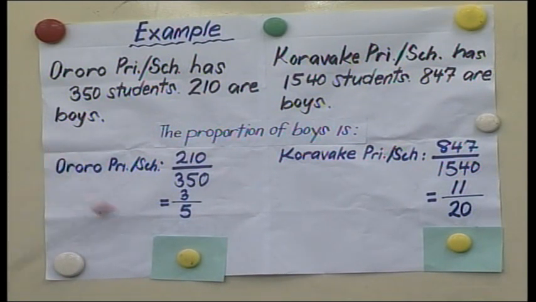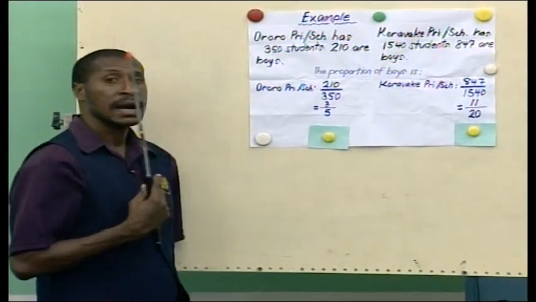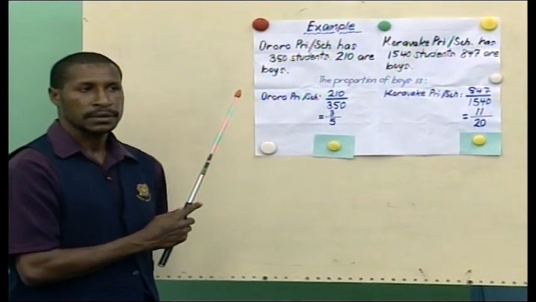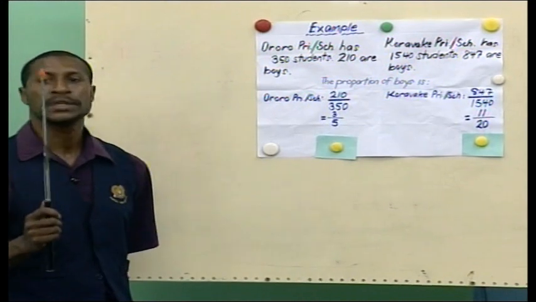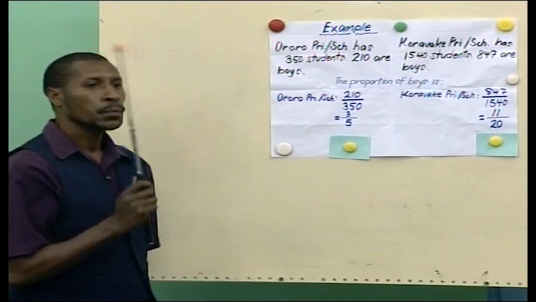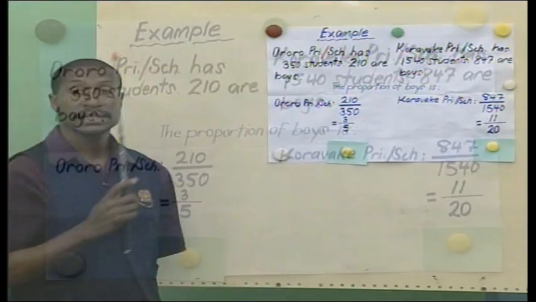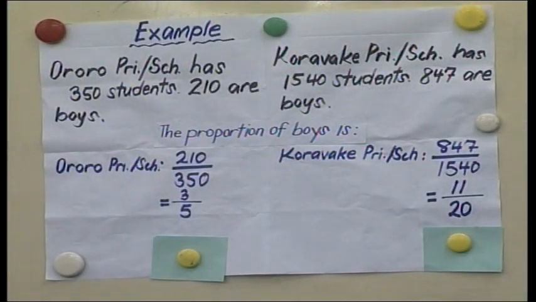Now, these two things, proportions and fractions, cannot easily give us a way to compare which school has the highest proportion. So we need to use percentage so that we can find which school has the highest proportion of boys. Is it Aurora or Korawake?